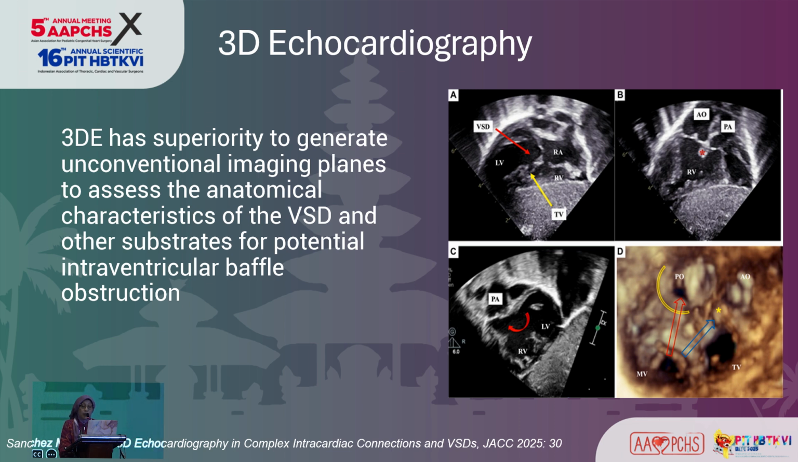In double outlet right ventricle, it is fundamental to clearly define the potential baffle pathway from the VSD to the semilunar valve to determine suitability for biventricular repair. Transthoracic 3D echocardiography allows the generation of unconventional imaging planes to assess the anatomical characteristics of the VSD and other substrates for potential interventricular baffle, which are impossible to obtain by two-dimensional echocardiography.